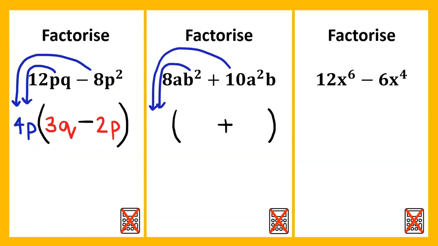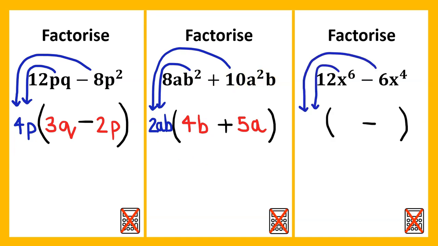For the next question, 8 and 10 have a highest common factor of 2. And looking at the variables, ab squared and a squared b, both can be divisible by a and b. To get 8ab squared, 2 times 4, a times 1, or a has stayed the same, b would need to be multiplied by b. For the second term, 2 times 5 is 10, a times a is a squared, and b times 1 will remain the same.